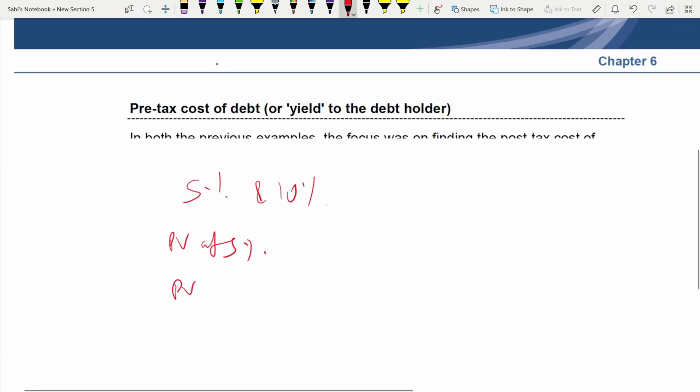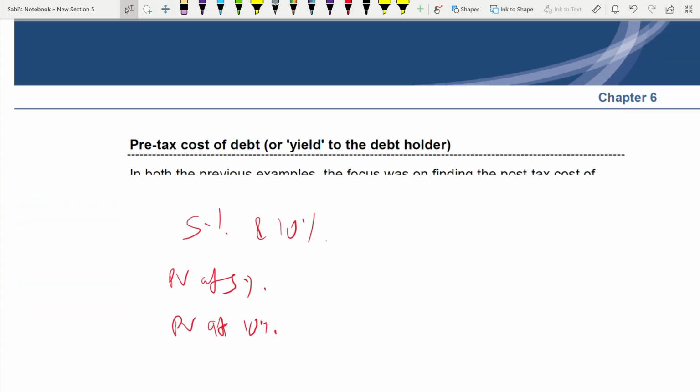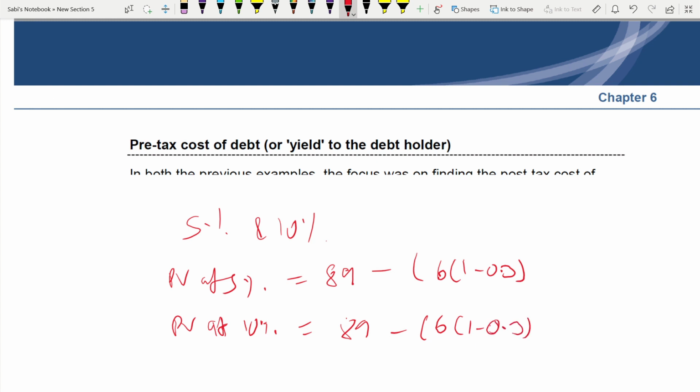and present value at 10%. Okay, so at 5%, the present value will be what? Already you have been given at 6%, that is 89%. Currently priced at 89%. So 6% you cannot use. So 89, here also 89, minus. What is that coupon? 6%. That means you are paying interest at 6%. So 6. But this interest is tax deductible, 1 minus 30%. Same for here. I know it's a little confusing, but there's no other way.